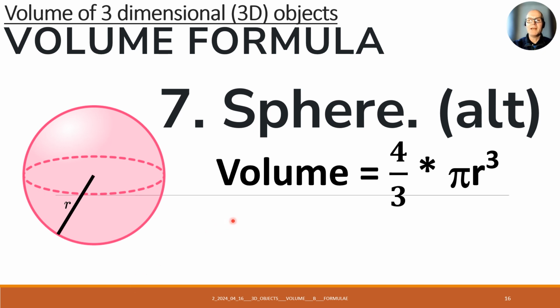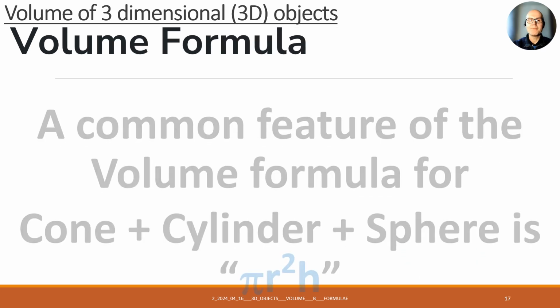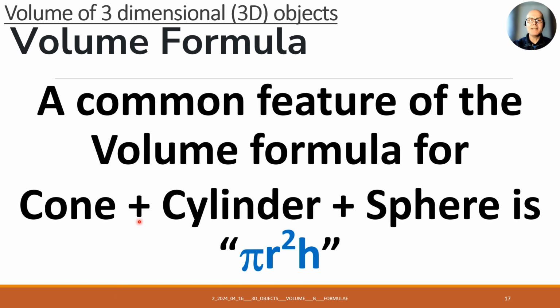Now, an alternative way of quoting the formula for the volume of a sphere could be 4/3 times pi r squared h. You'll have seen on the last three slides for the cone, the cylinder and the sphere, there's a common feature in the volume formula for these three 3D objects, and that is pi r squared h.